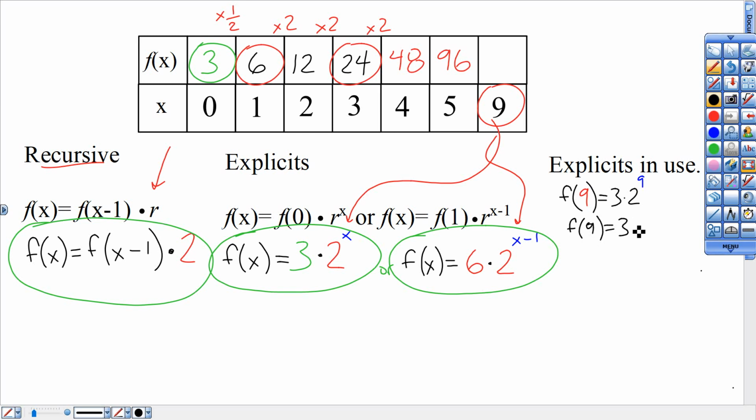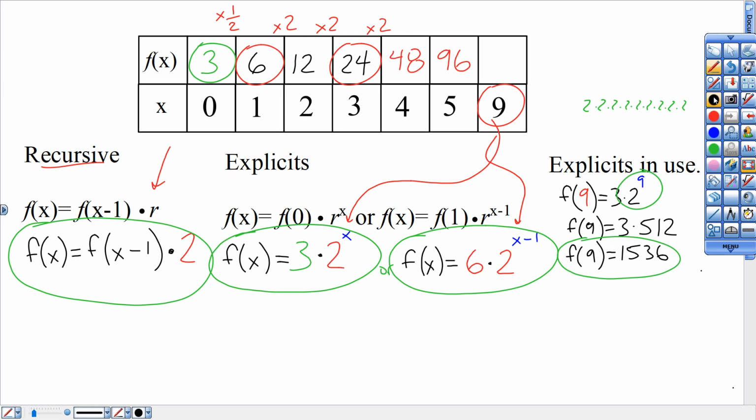3 times 2 to the 9th gives me 512. Remember this. 1, 2, 3, 4, 5, 6, 7, 8, 9. That's what that is. And then that times 3 gives me the 9th term is 1,536.